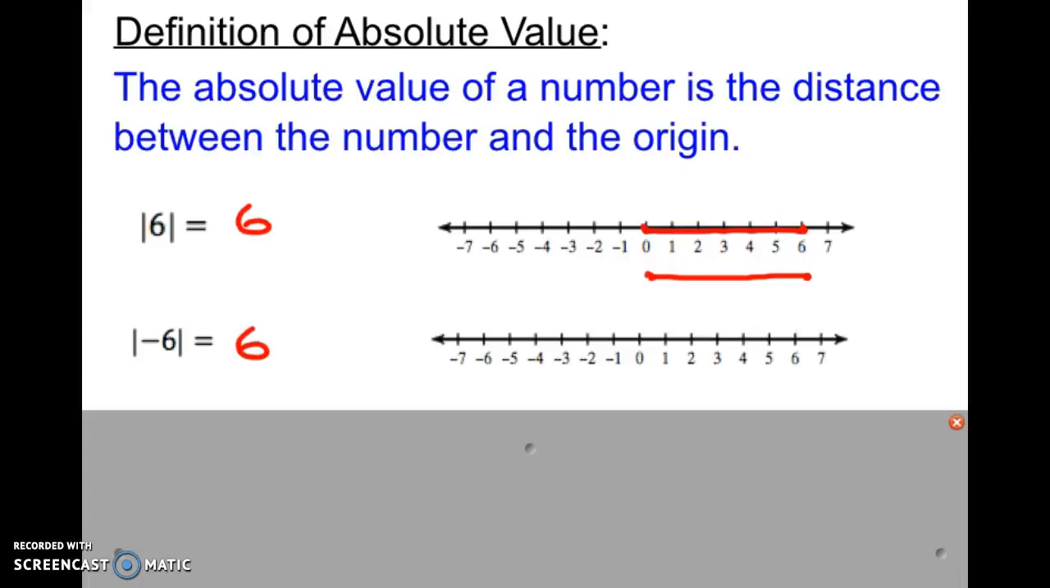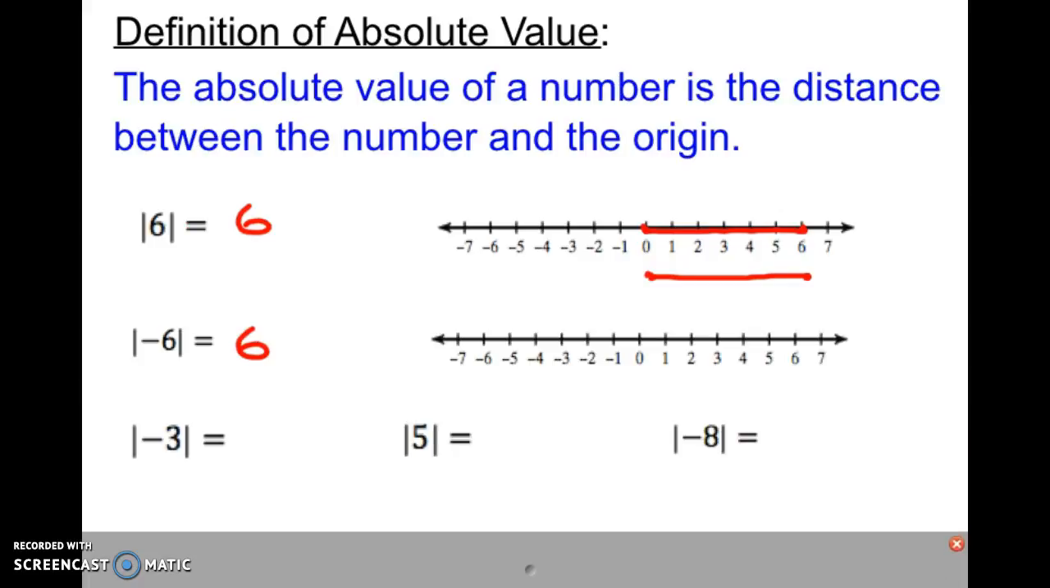Now, some people shortcut this by just saying that the absolute value makes whatever's inside positive. And from a functional point of view, that works. If we look at these examples, we're doing the absolute value of -3. Well, if we make it positive, it would become a +3. The absolute value of 5, well, 5 is already positive, so it would remain positive. And the absolute value of -8 would end up being a +8.